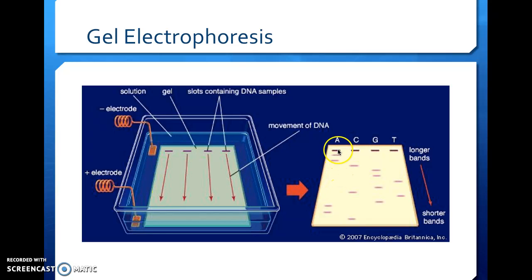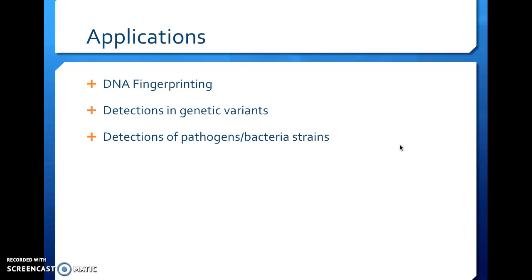As you can see over here, we are separating out our A, C, G, and T. So if you can remember that, adenine, thymine, cytosine, and guanine, based on their bands and electric charge. That will tell you what kind of DNA that you have. So what is this used for? So our applications, we can do DNA fingerprinting. We can also detect genetic variants.